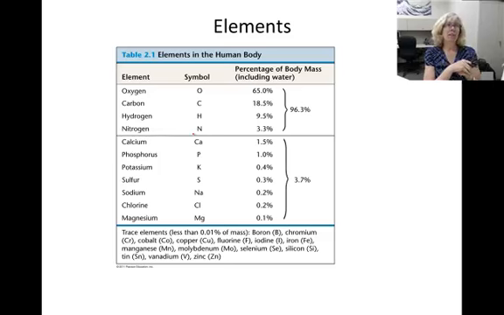There are 25 elements that are essential for biological life, and the most common by far are these: oxygen, carbon, hydrogen, and nitrogen. The others occur in much smaller amounts.